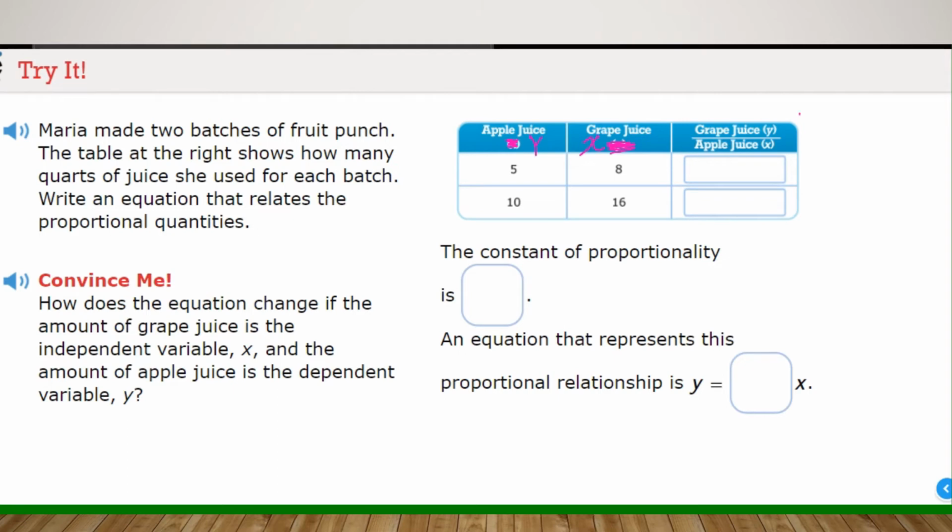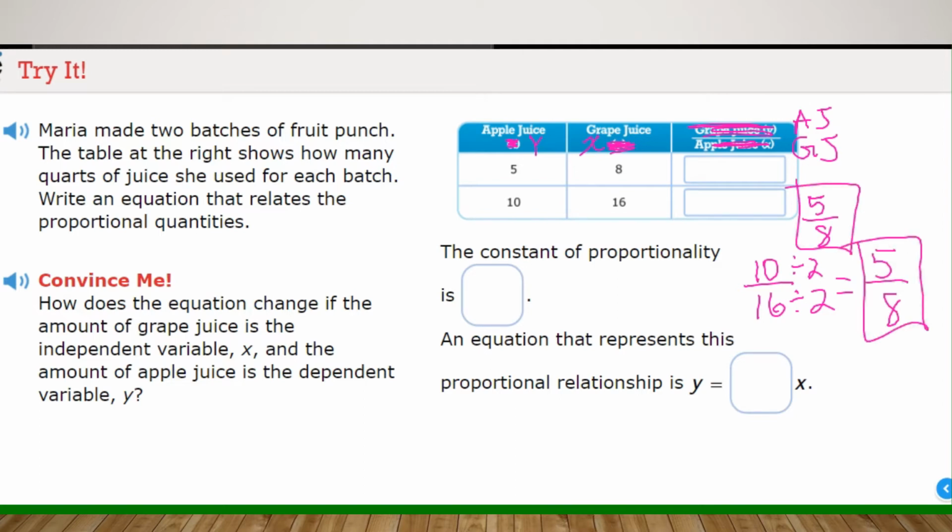So now it will look like apple juice over grape juice. So let's go ahead and work that out. The first one, we will put 5 over 8. That's simplified, so let's move on to the next one. Then we will put 10 over 16. Remember to simplify. So when I simplify, I get 5 over 8. So this is also proportional.